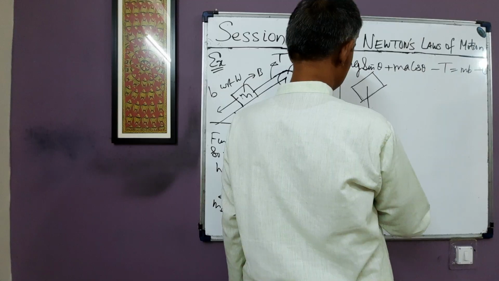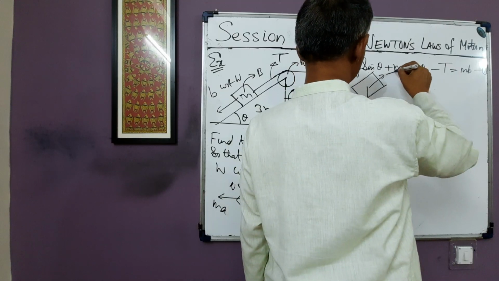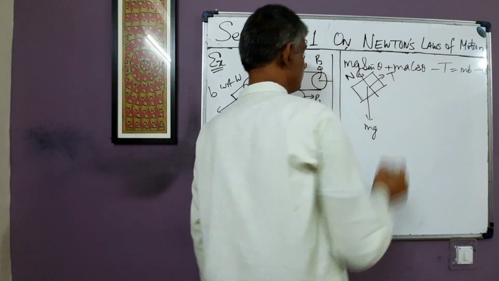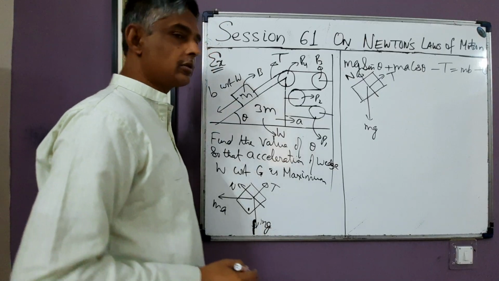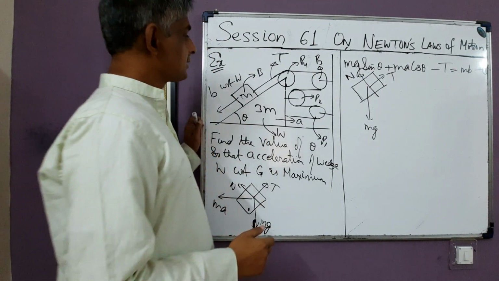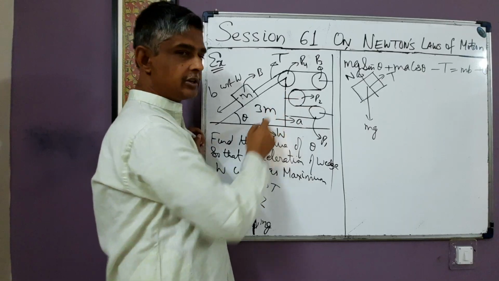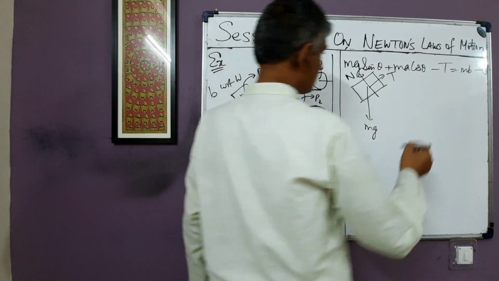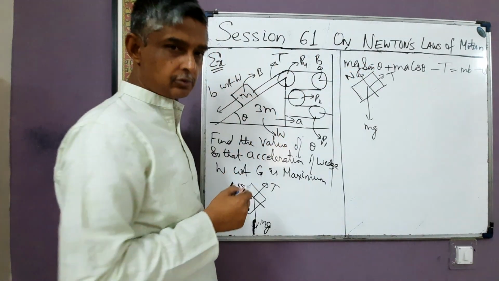So here it is Ng, here it is T, here it is N. Okay, these are the only real forces acting on the block. Now I draw the free body of the wedge. I consider P2 and P4 to be part of the wedge. So the FBD of the wedge I draw with respect to ground frame.